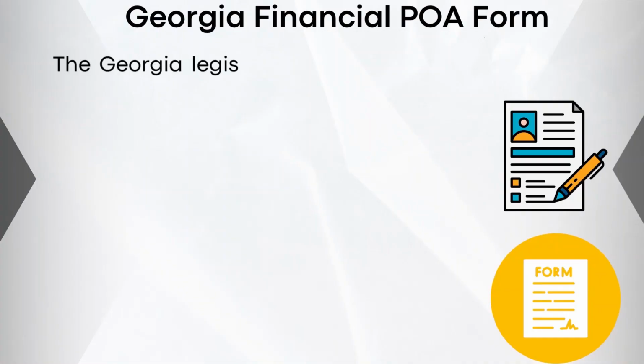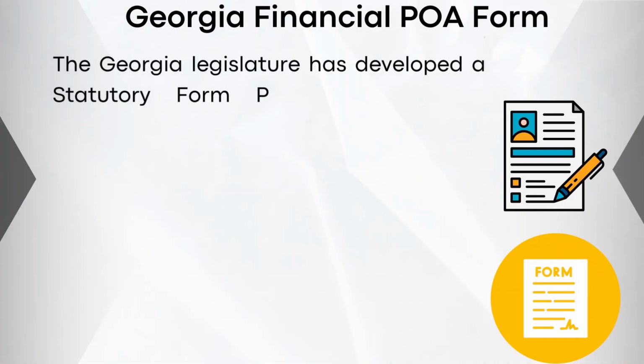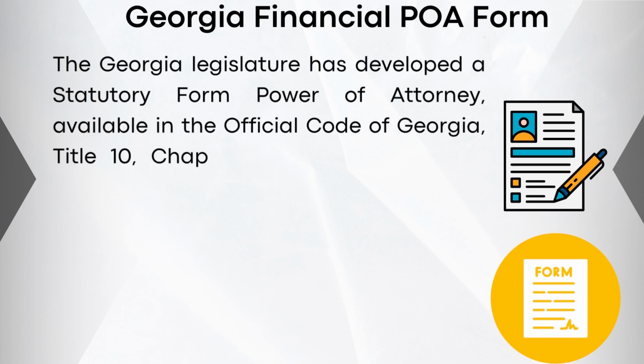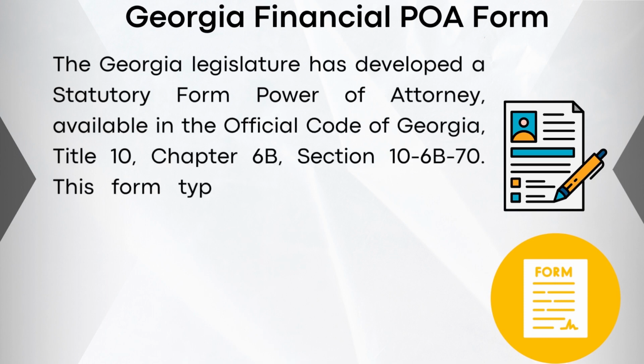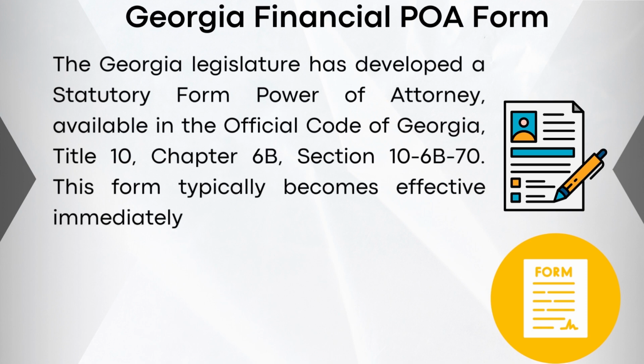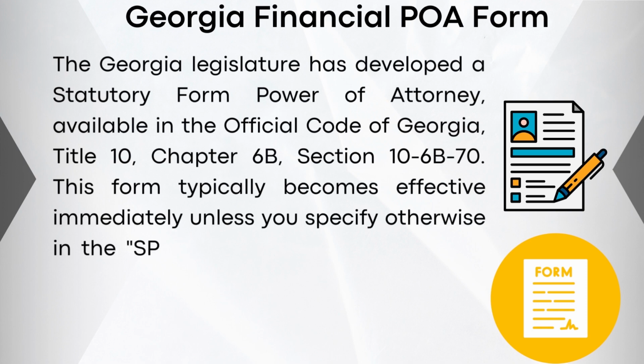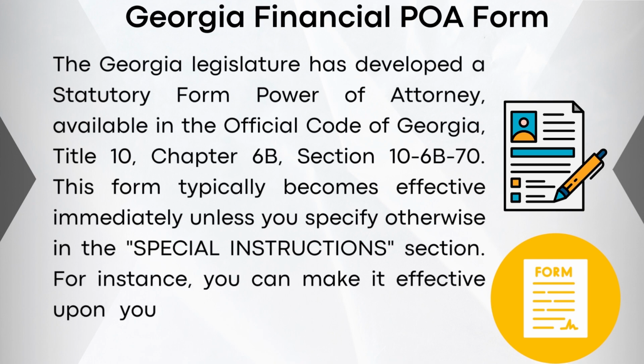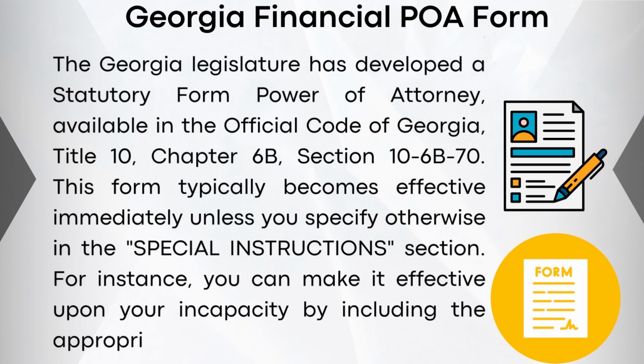Georgia Financial Power of Attorney Form. The Georgia legislature has developed a statutory form power of attorney available in the Official Code of Georgia, Title 10, Chapter 6B, Section 10-6B-70. This form typically becomes effective immediately unless you specify otherwise in the Special Instructions section. For instance, you can make it effective upon your incapacity by including the appropriate language.